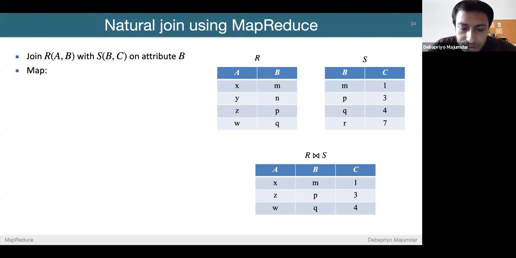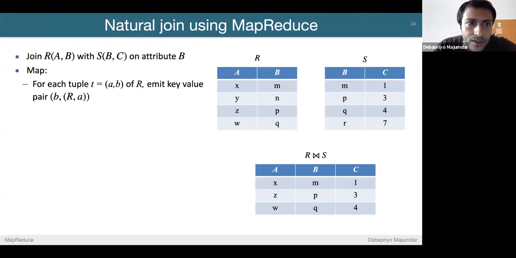There we chose the index I as key because that's what we needed to group by. Here we want to join by the attribute B. So naturally we would think that should have something to do with the key we should choose, right?